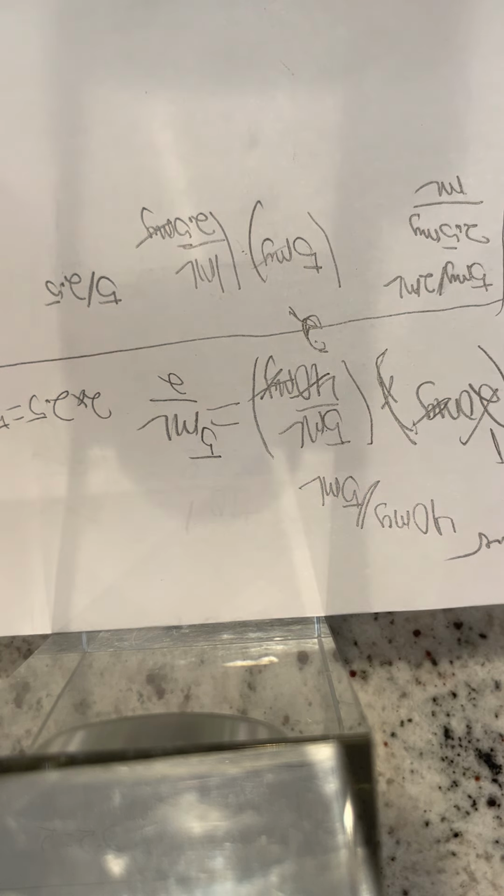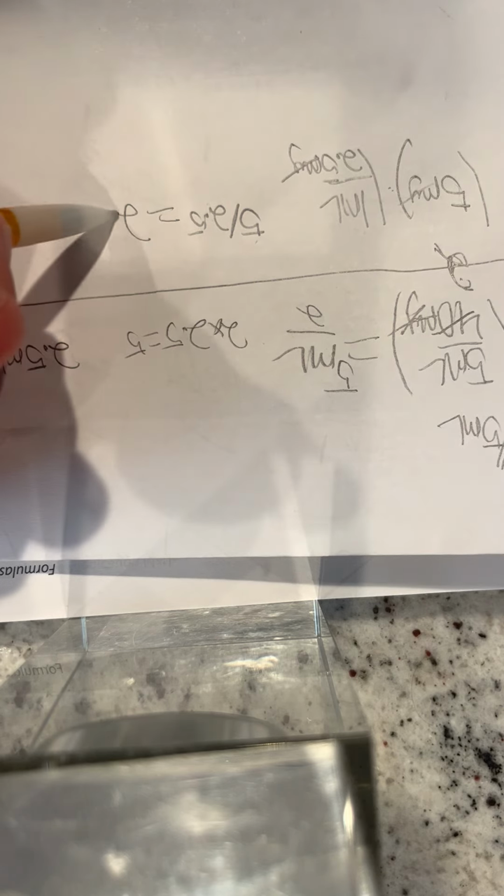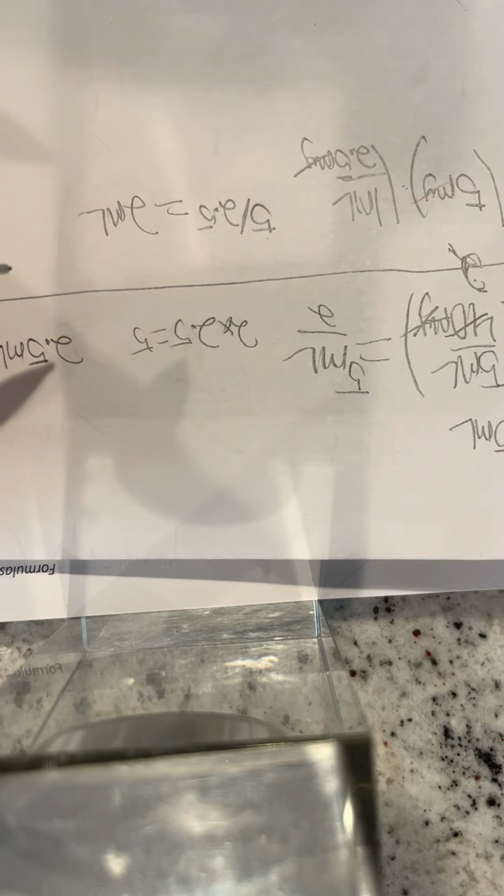This is kind of a weird one. But how many times does 2.5 go into 5? 5 divided by 2.5. It's going to get you 2. You're going to end up pushing 2 mils.